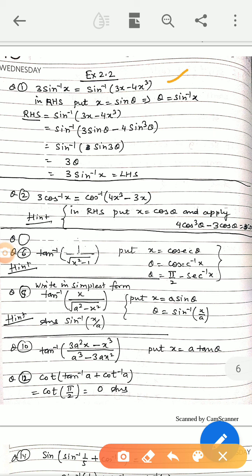3 sin inverse x equal to sin inverse (3x minus 4x cube). Here, on the right hand side, you will put x equal to sin theta. So what you get, theta equal to sin inverse x.